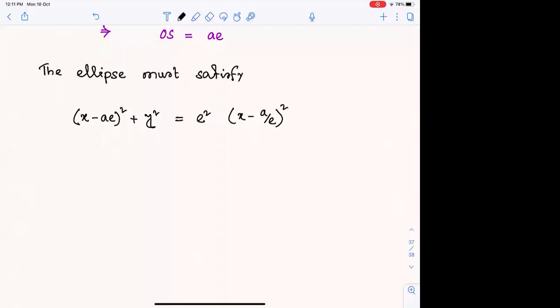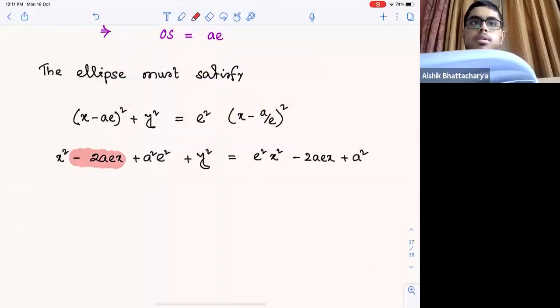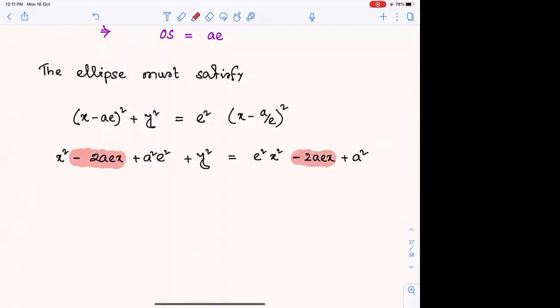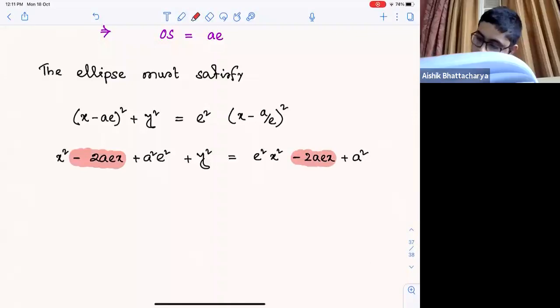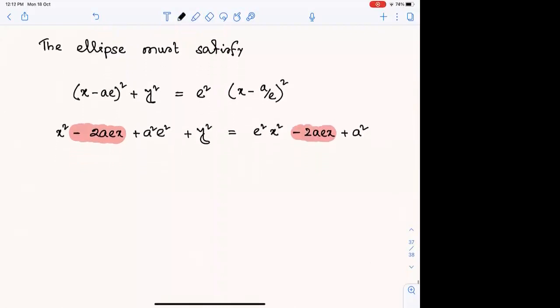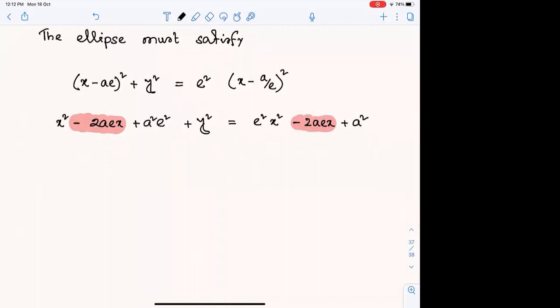Now, if we open the squares, what we have got is x square minus 2aex plus a square e square plus y square is equal to e square x square minus 2aex plus a square. So any term which is getting cancelled from either side, 2aex, can be cancelled from either side.